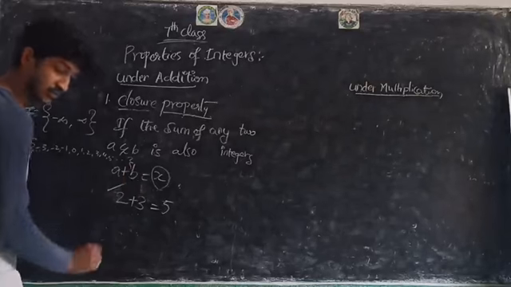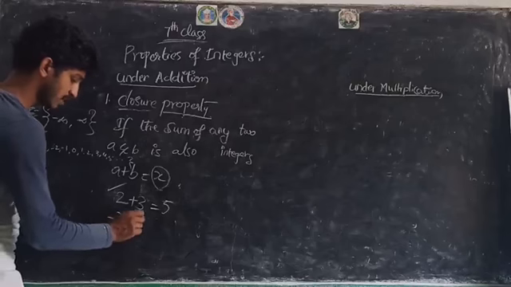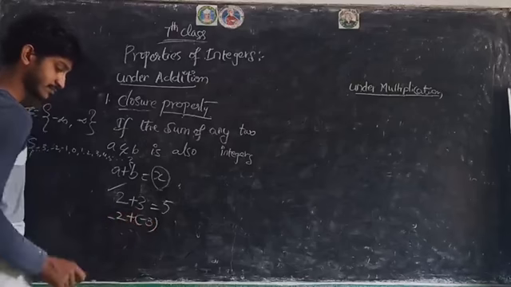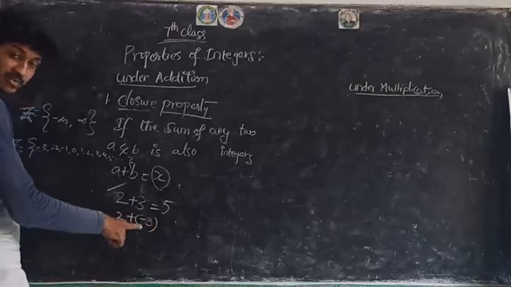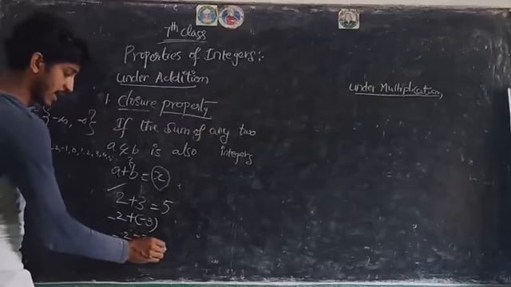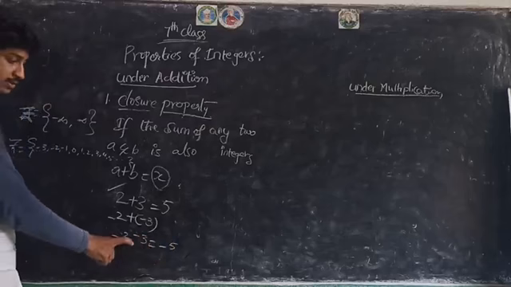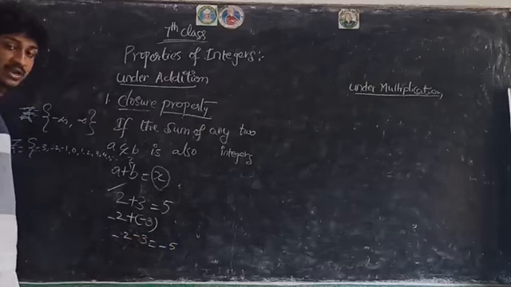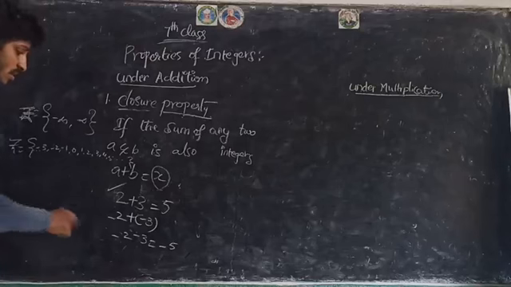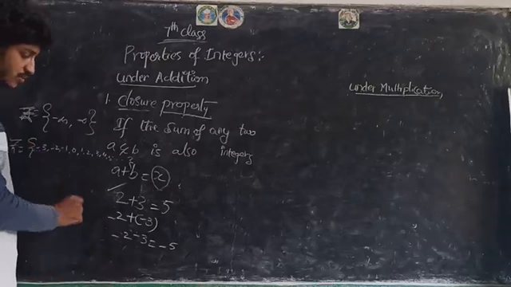Now I am taking two negative numbers, minus 2 plus of minus 3. Here plus into minus, so minus 2 minus 3 equal to minus 5. I am taking two negative numbers and I am getting a negative number as the sum. So integers also include negative numbers, so it satisfies closure property.